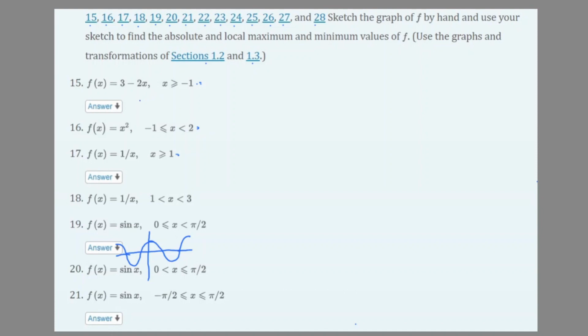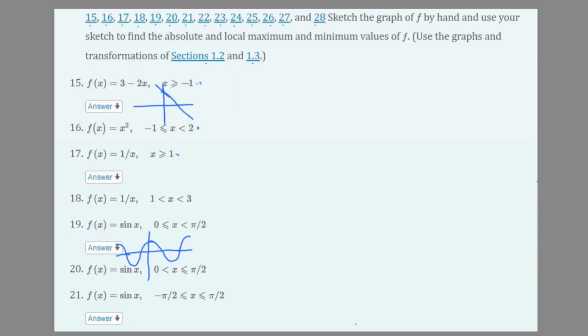Alright, so let's take a look at number 15. Number 15 is 3 minus 2x. So this is a function to the first power, so it's a linear function. The thing with linear functions is that you're not necessarily going to have local minimum and maximum values. It's just going to be an absolute max and absolute minimum, whether to the left or right of the interval. So for 3 minus 2x, we don't necessarily have to find the derivative. We know the slope is negative 2. So the graph would look something like this.